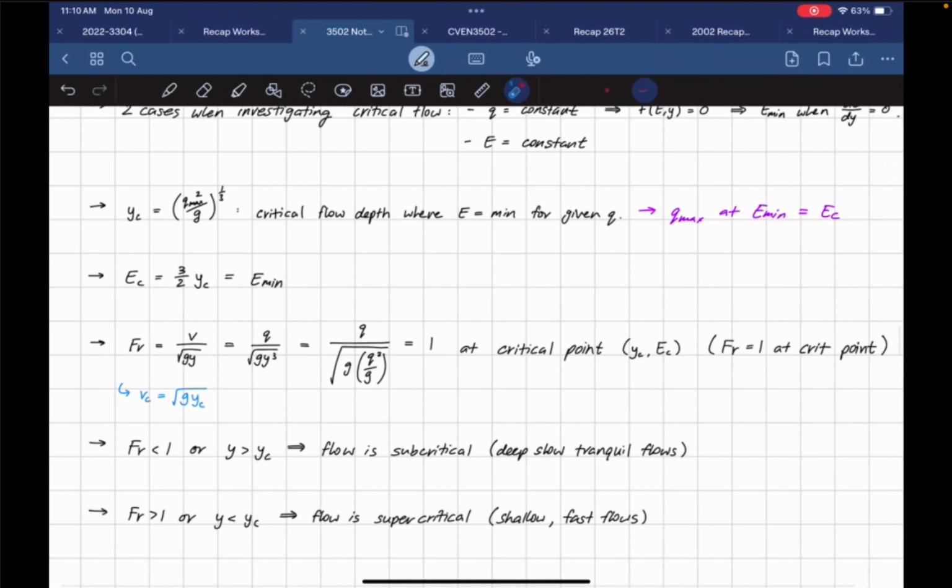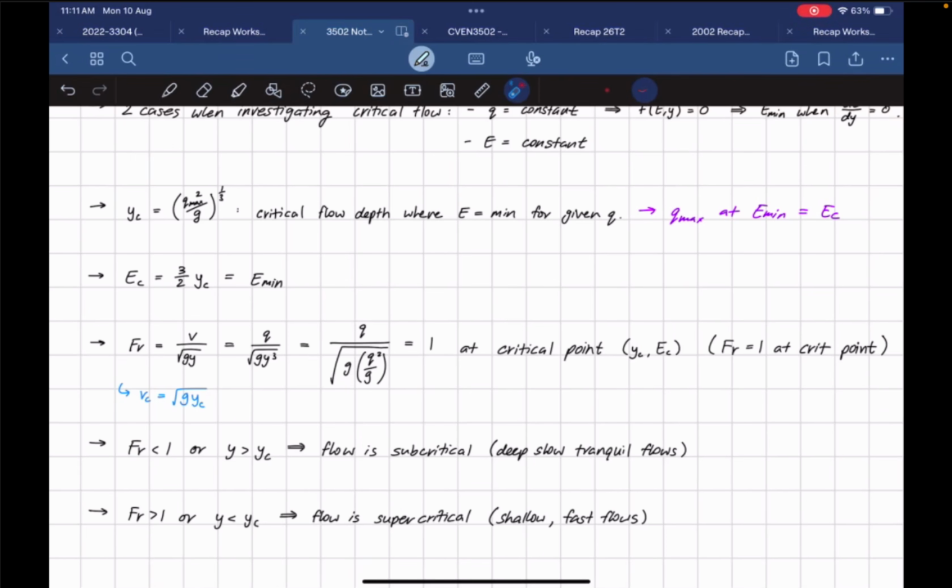And I think in 2022 or 2020, there was a question where you had to figure out which YC value to use. So you'd have to solve for YC, it's a cubic. You'd have to do trial and error. And then obviously you get two different flow depths, one subcritical and one supercritical, and you've got to figure out which one to use. You compare it to YC.